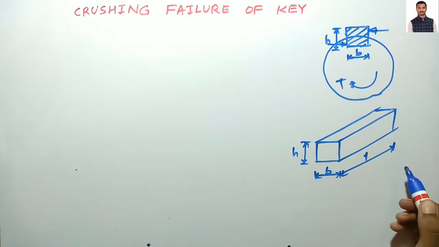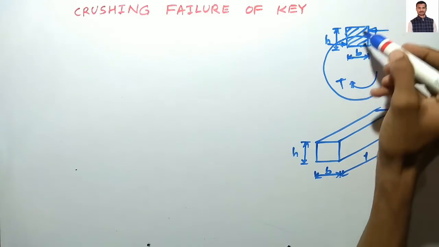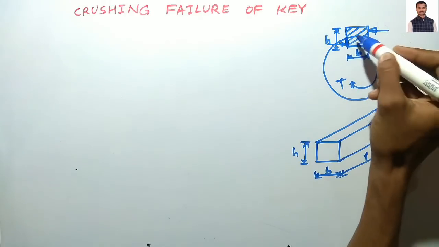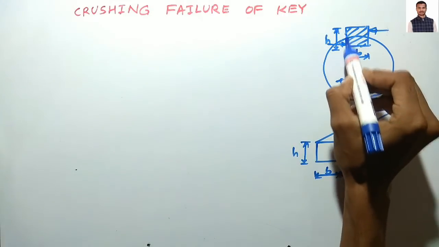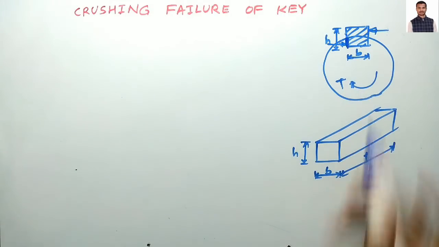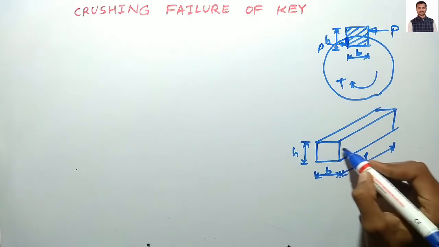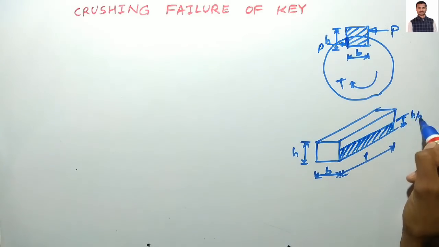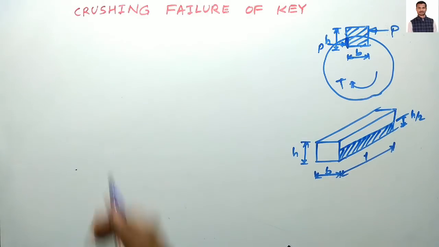Now where the crushing will take place? Why crushing takes place? In between this key and shaft there is no relative motion. So at this section crushing failure of key will take place. So this is the crushing area. So what is this? H by 2, height by 2. So here crushing failure of key will take place.